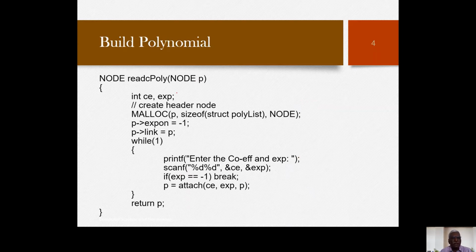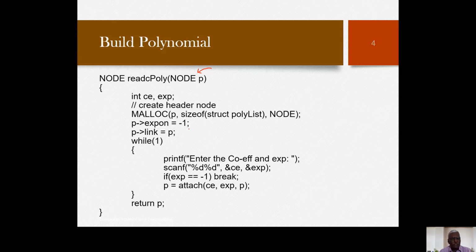Right, now how do we read the polynomial? Here we have named it read C polynomial, and this is my input parameter. That means the argument which will return the modified polynomial back to the calling program. Right. So first we have to create the header node. This header node will have the exponent -1 and the coefficient immaterial. You can put -1 even for that, it doesn't matter, but currently it will have a junk value.